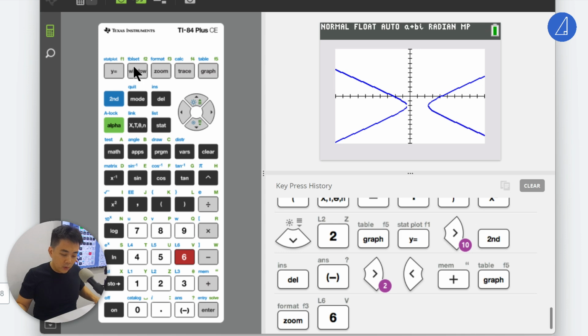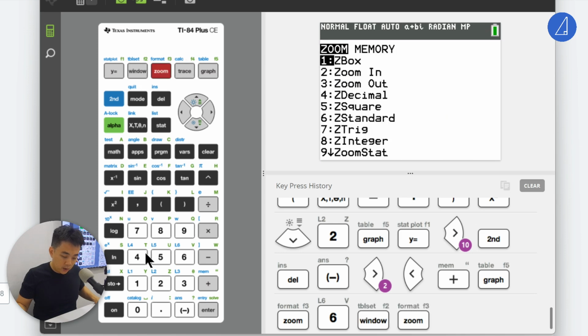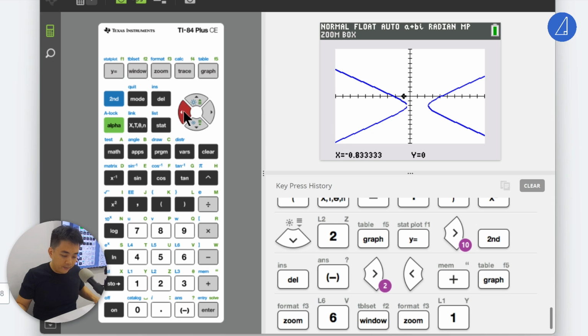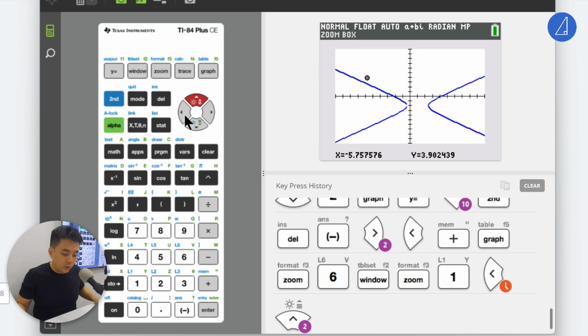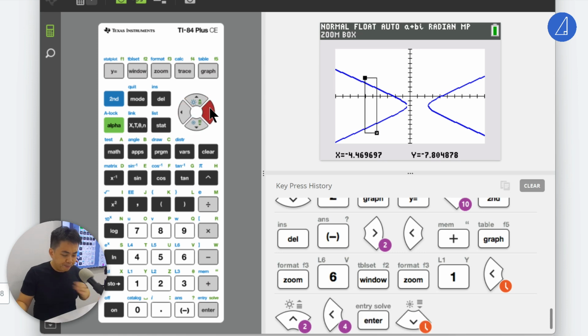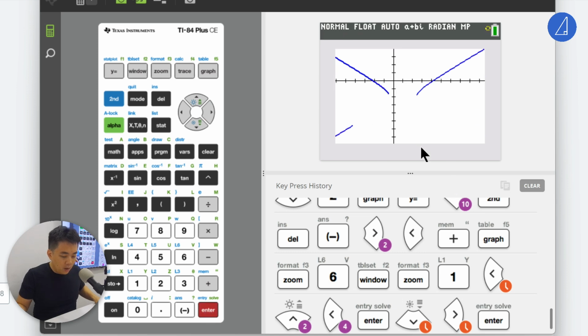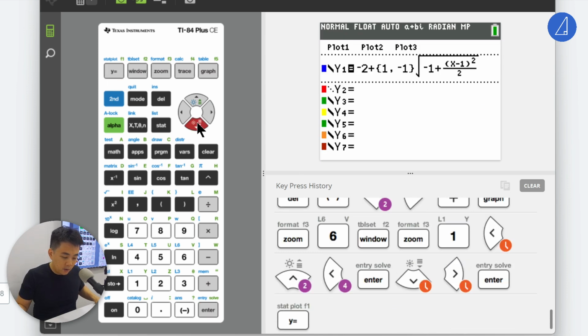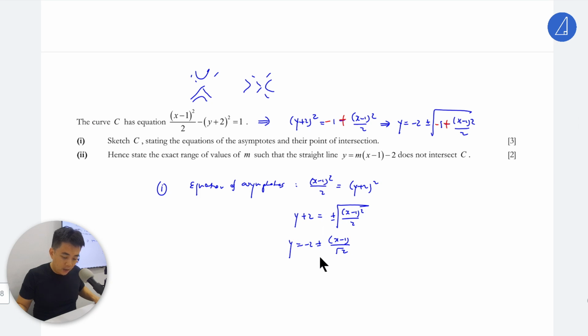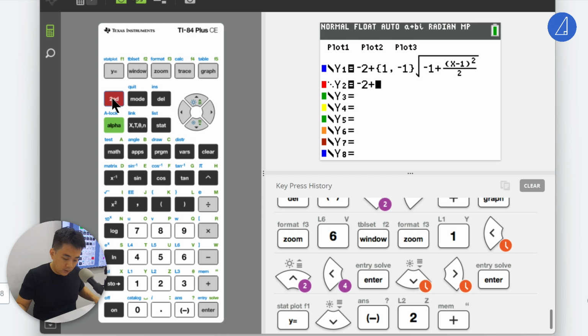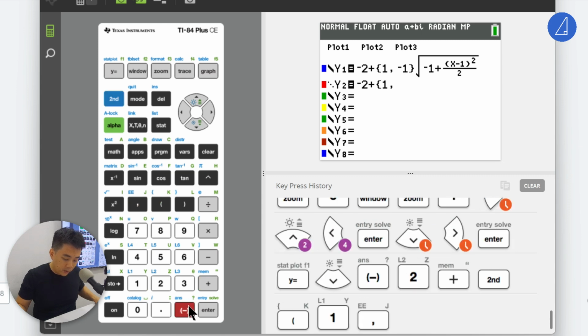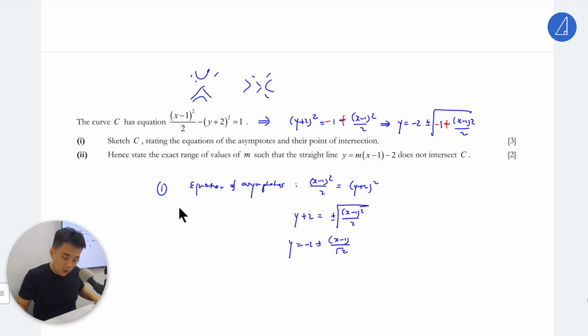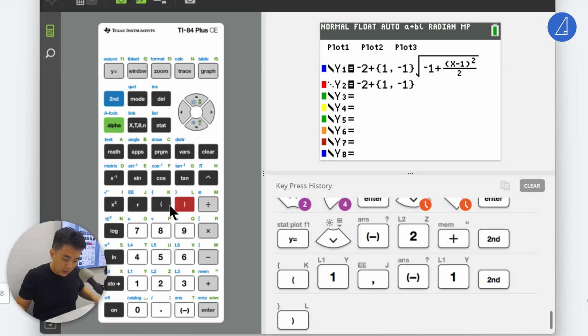Then you just go to window and then zoom box. Usually I'll say just get rid of the underutilized space above and below. Then I'm just going to zoom box here. Okay, then I'm just going to draw this out. There you go. Then I'm going to key in my equation of the asymptote. So minus 2 plus square root. Always key in the equation of the asymptote because you want to see whether your equations are correct or not. So this is x minus 1 over root 2.